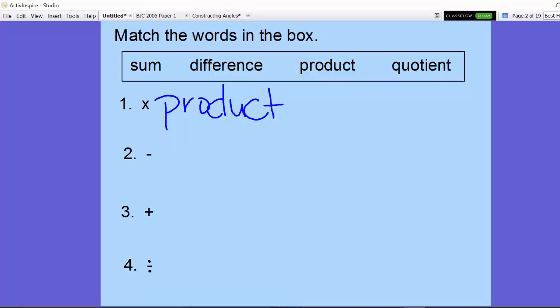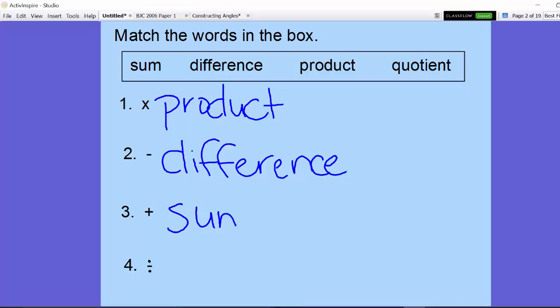And number 2 is a subtraction sign. That's difference. And number 3 is an addition sign, which is sum. And number 4 is a division sign, which is quotient. You have to know your terms, which terms go with which operations. Moving on.